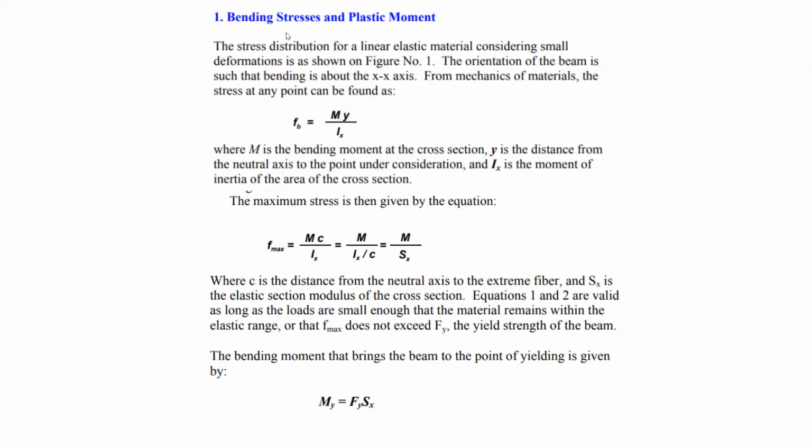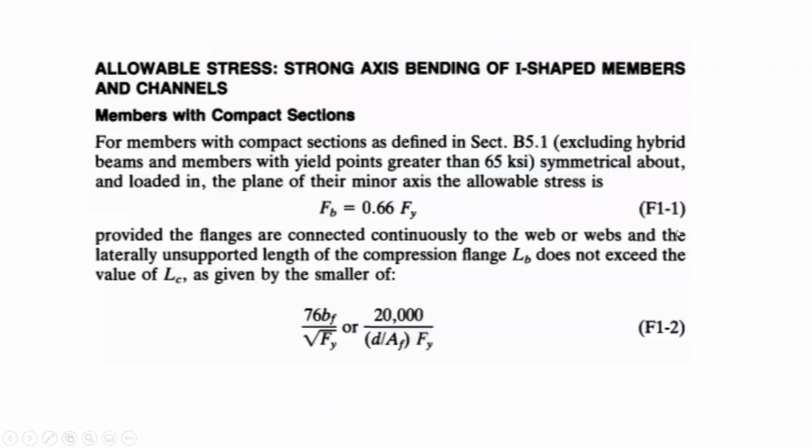And then I placed this here because this might come out in your exam later. So just in case, at least we have this idea. This is for the bending about the x-axis and the maximum stress and bending moment that brings to the point of yielding. Next. Allowable stress along the strong axis bending of I-shaped members.